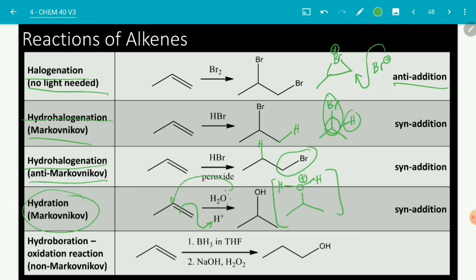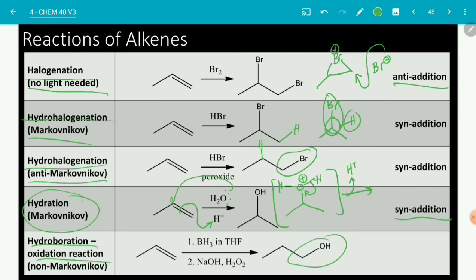Na plus. So, kukunin lang niya yung bond dun sa hydrogen. So, mare-regenerate mo yung H+, tapos magpo-form ka ng alcohol na product. Okay? This is syn addition din. Hydroboration oxidation reaction is the formation of the less substituted alcohol.